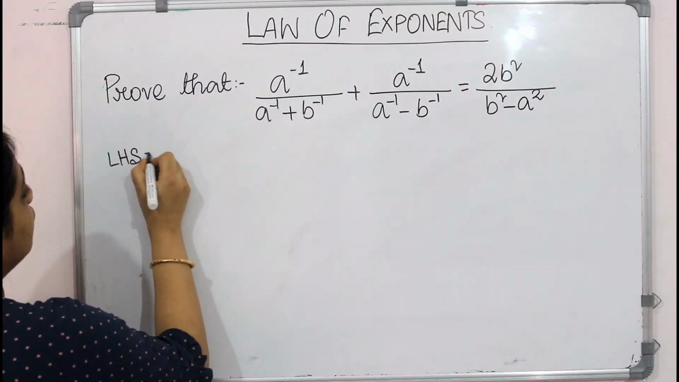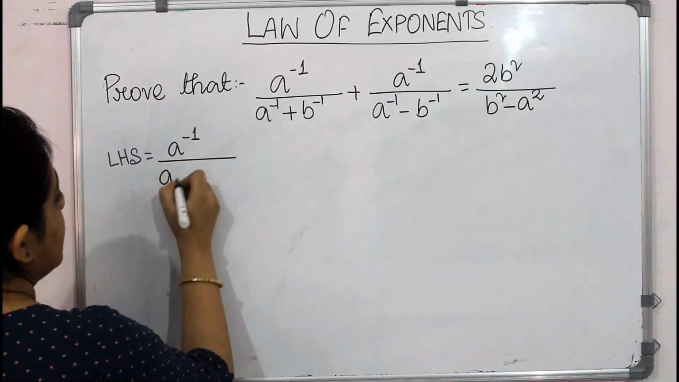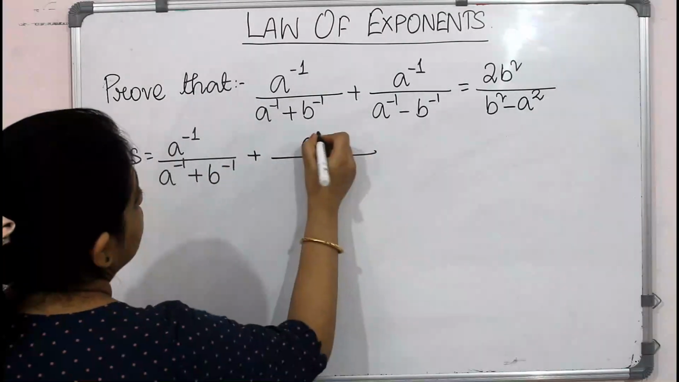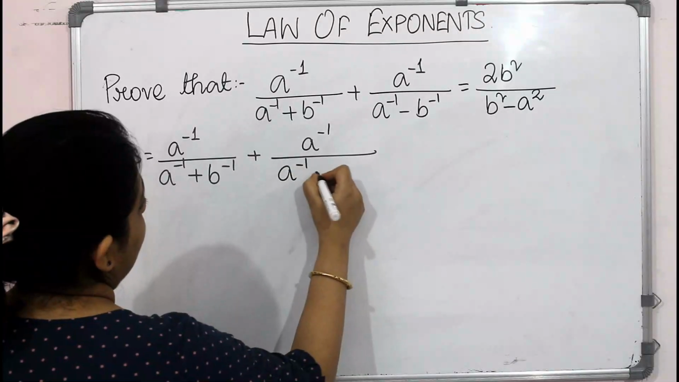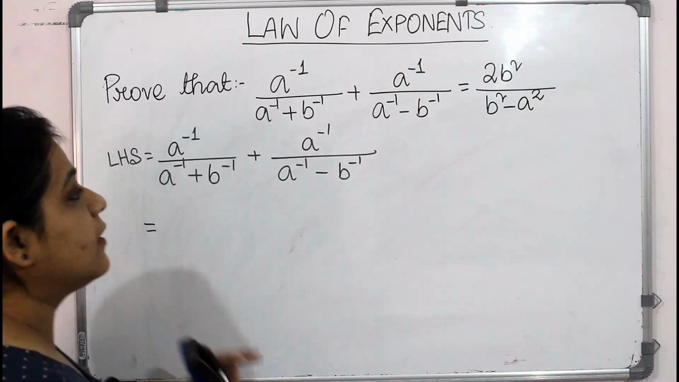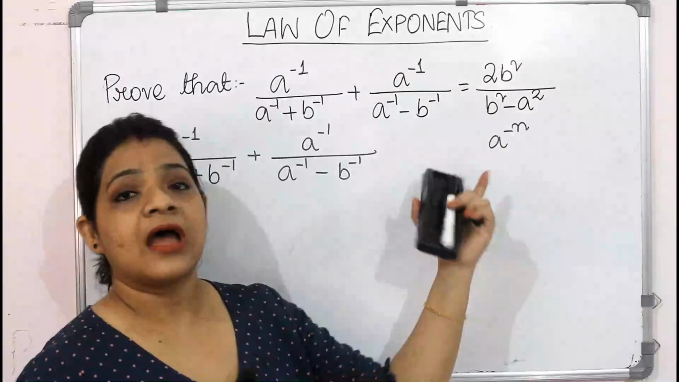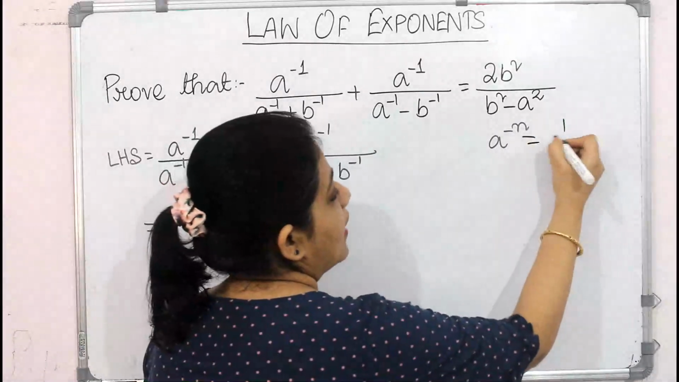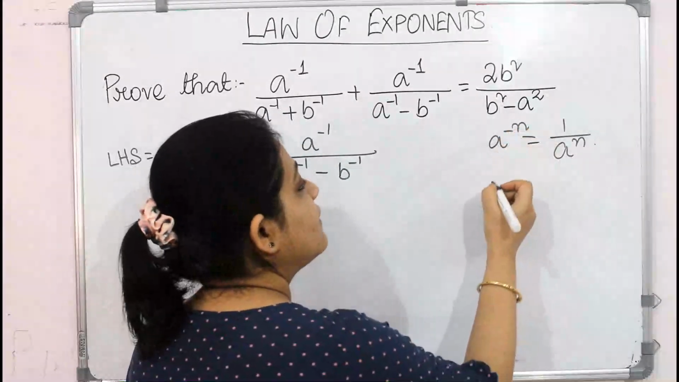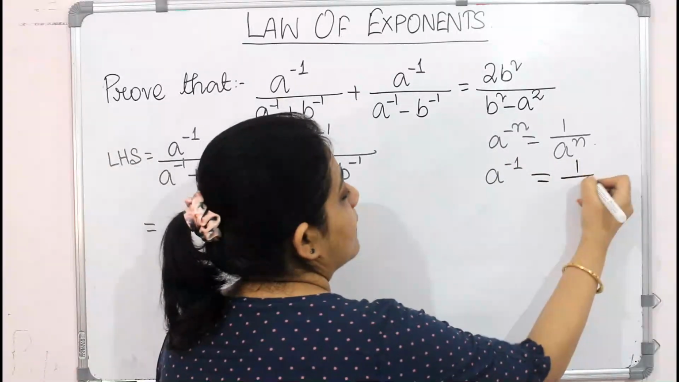LHS, what is given to you? Let's write this particular expression: a to the power of minus 1 divided by a to the power of minus 1 plus b to the power of minus 1, plus a to the power of minus 1 divided by a to the power of minus 1 minus b to the power of minus 1. So you know very well that if a to the power of minus n is there, we write it as 1 by a to the power of n. Similarly, if we replace n with 1, it will become 1 by a.